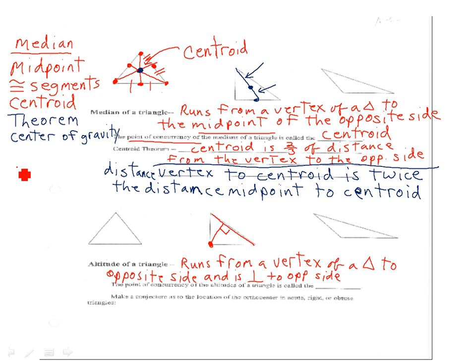So same idea over here, I'm going to write altitude. Some key words for altitude. Perpendicular. As soon as you see perpendicular, you should think of right angles. Knowing right angles should make you think of 90-degree angles.